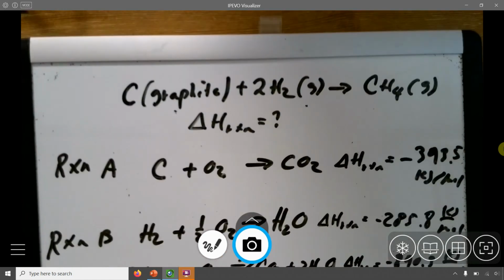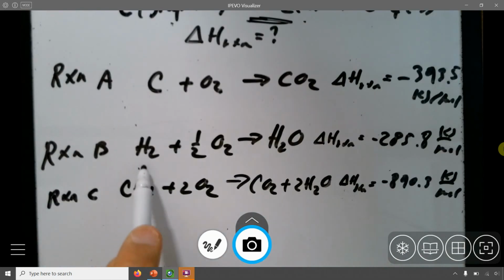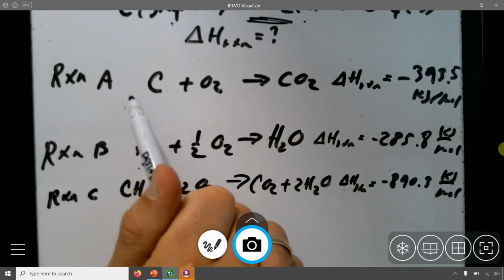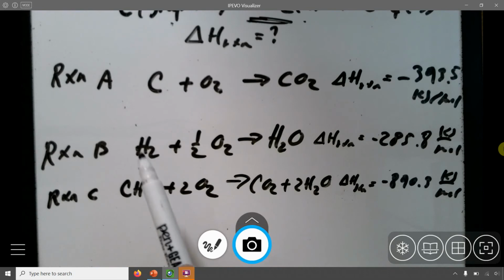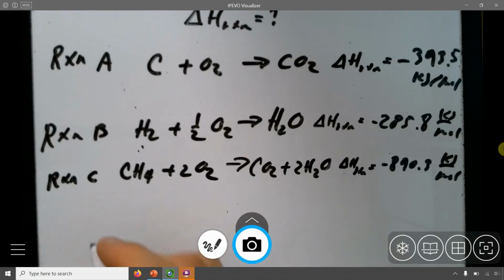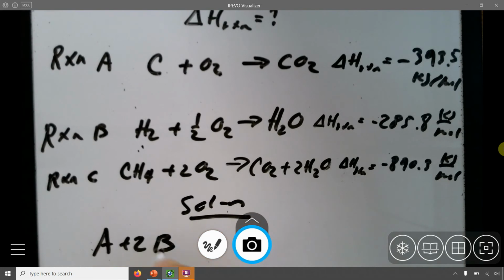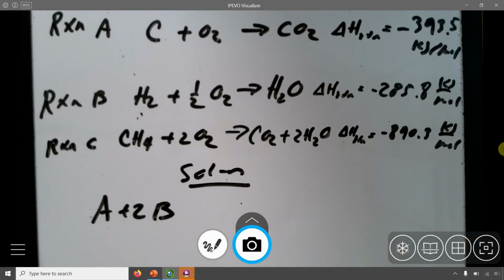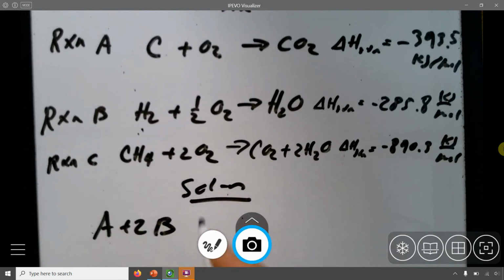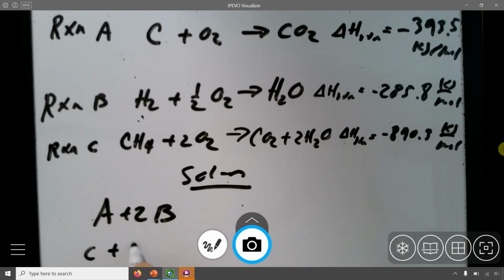Now, I want 2 hydrogens on my thing here, not 1, and I have 1 hydrogen here. So how about I take A and I take 2 of B's, then I'll get C and H2 together. So first step for this particular thing, do A plus 2B because it gives me C and H2 together on the reactant side, which sounds appealing to me. Okay, so that means A looks the same, so I'm going to have C plus O2 is CO2 with negative 393.5 kilojoules per mole.